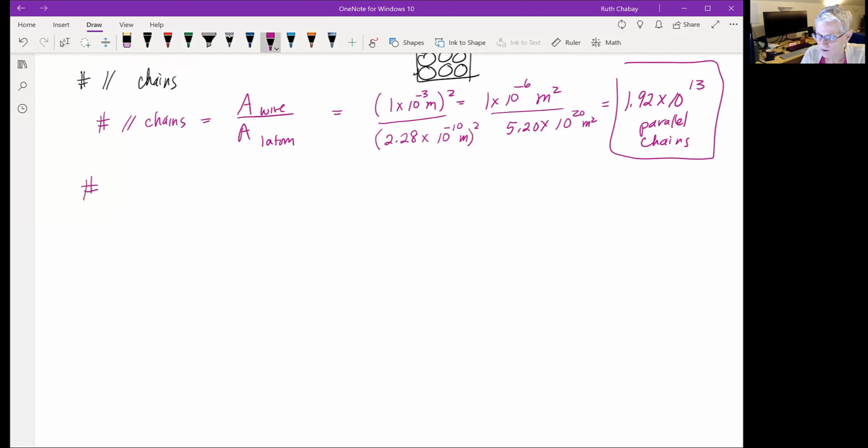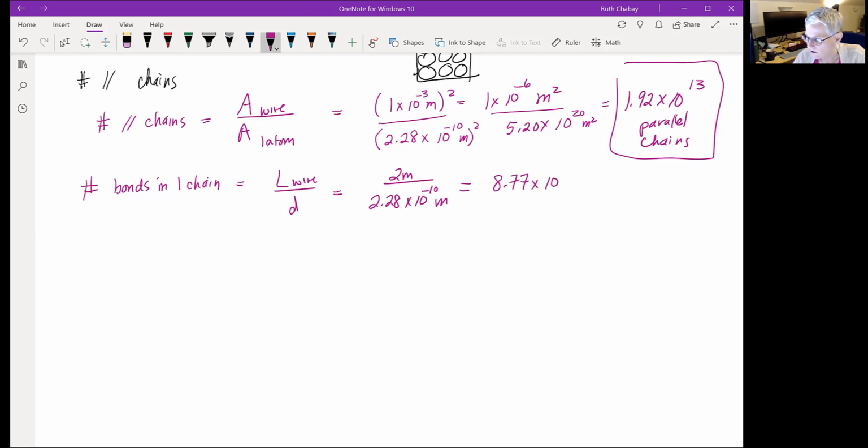And the number of bonds in one chain is just going to be the length of the wire over the diameter of an atom. So that's 2 meters divided by 2.28 times 10 to the minus 10 meters. And so that's 8.77 times 10 to the 9th in series.